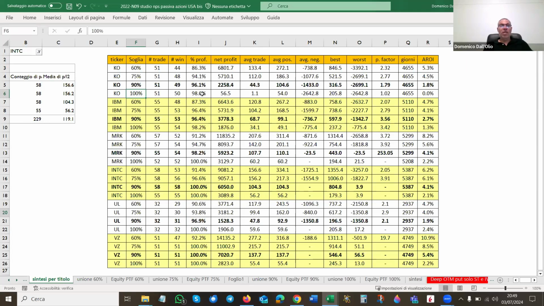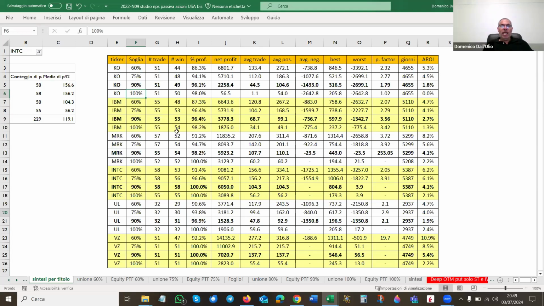The percent profitable is not 100%, it is only 98%. The net profit is $56.5 in total. So the average trade is 1.1. You don't even pay the commissions. So it's not worth it. Aside from any other reasoning, with such a low average trade, it's not worth it.